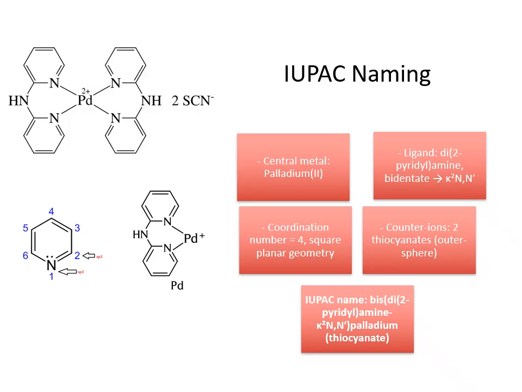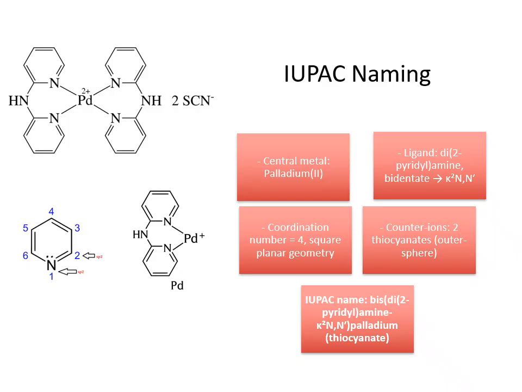The palladium ion will have a +2 charge because of the dipyridyl amine groups. And the counter anion, which is thiocyanate, will have a -2 charge because of its duality. And since the charges become neutralized in the molecule, the numerical value for the cation and the anion doesn't need to be indicated in the IUPAC name.